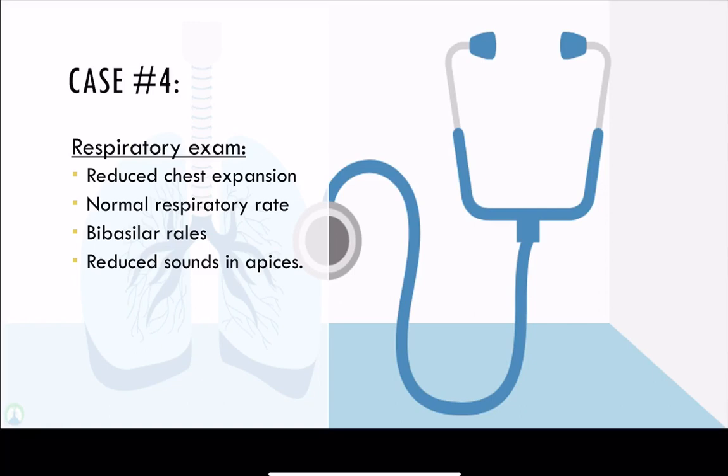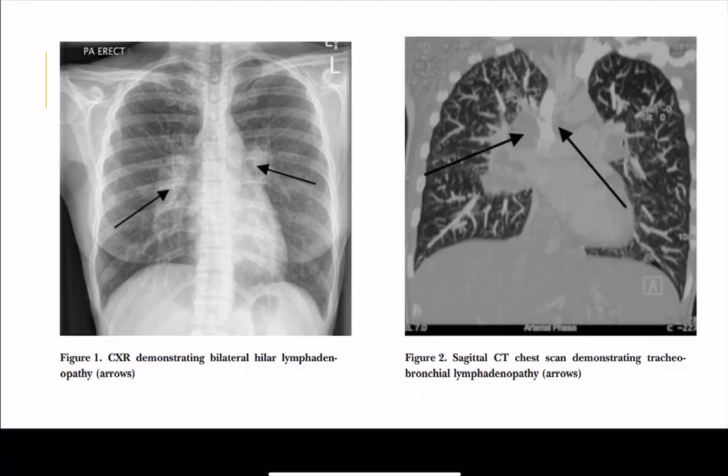The respiratory exam shows reduced chest expansion, but a normal respiratory rate. Bibasilar rales. Again, rales is an out-of-date term for crackles, so we are talking about the Rice Krispie sound, typically on inhalation, and this is in both of her bases. And reduced sounds in the apices. Reduced sounds can be from either shallow breaths, insufficient volume of air moving, or from reduced density when you're hyperinflated and there's so much air that it's very difficult to hear through it.